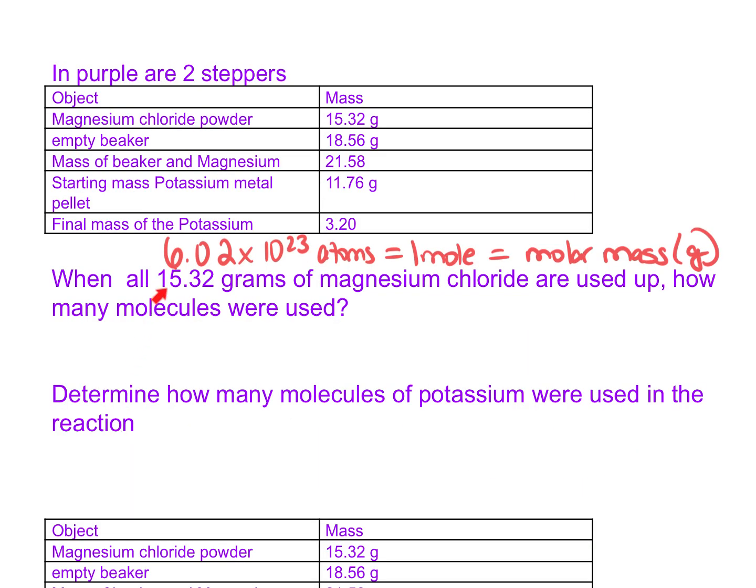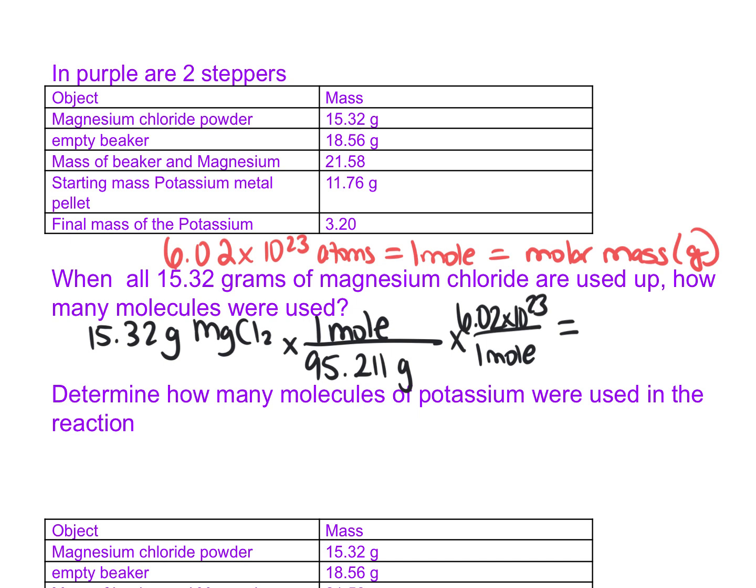All right, so we have 15.32 grams of magnesium chloride being used up. How many molecules were used? So we're given grams, and we need to know molecules. So this is going to be an indication. This is going to take 2 steps. Mass to moles and moles to atoms.